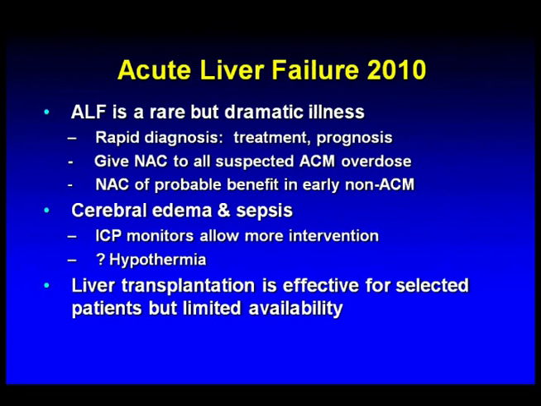So to summarize, acute liver failure is a rare but dramatic illness, an important one to be aware of. Establishing diagnosis quickly is very important to initiate specific treatment and also to guide you with prognostic decisions, referral to transplant centers. I would strongly encourage you to give NAC to any patient that you think could have acetaminophen overdose contributing to their illness. And as I showed you, I think NAC is a probable benefit in non-acetaminophen patients, but we certainly would like to see some confirmatory data on that.